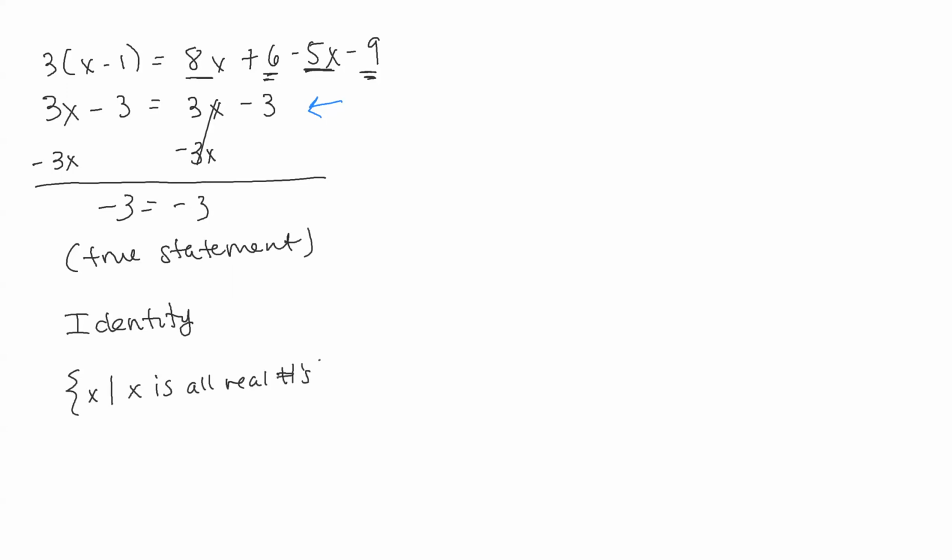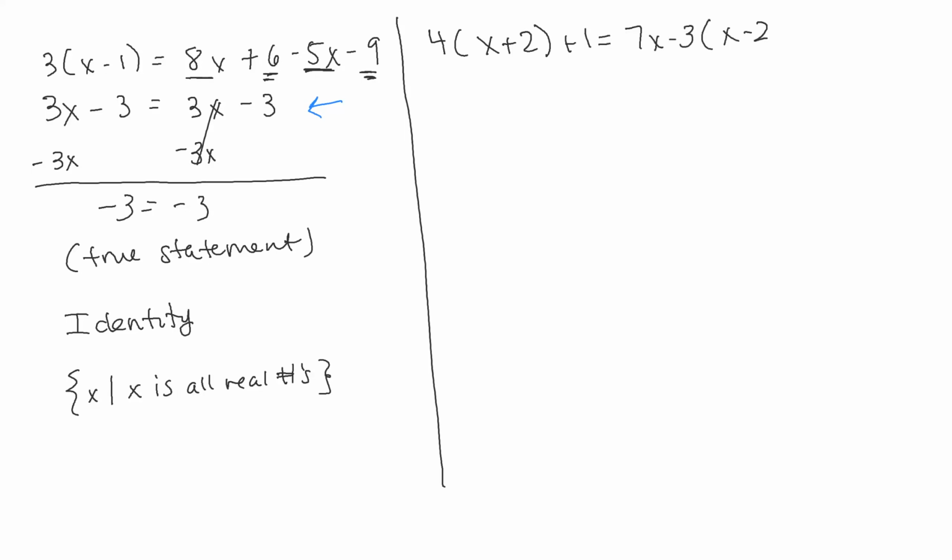All right, last problem for this video. And again, you could have stopped a while ago. I just wanted to give you extra problems if you're a little rusty on this. So let's say that we have 4 times (x plus 2) plus 1 equals 7x minus 3 times (x minus 2). All right, again, on the surface, this is just a regular old equation.